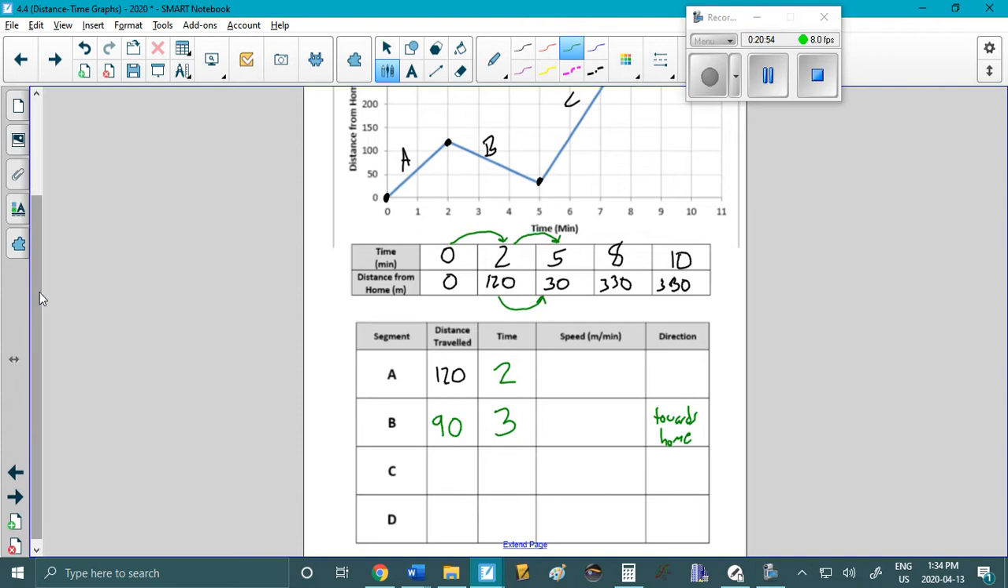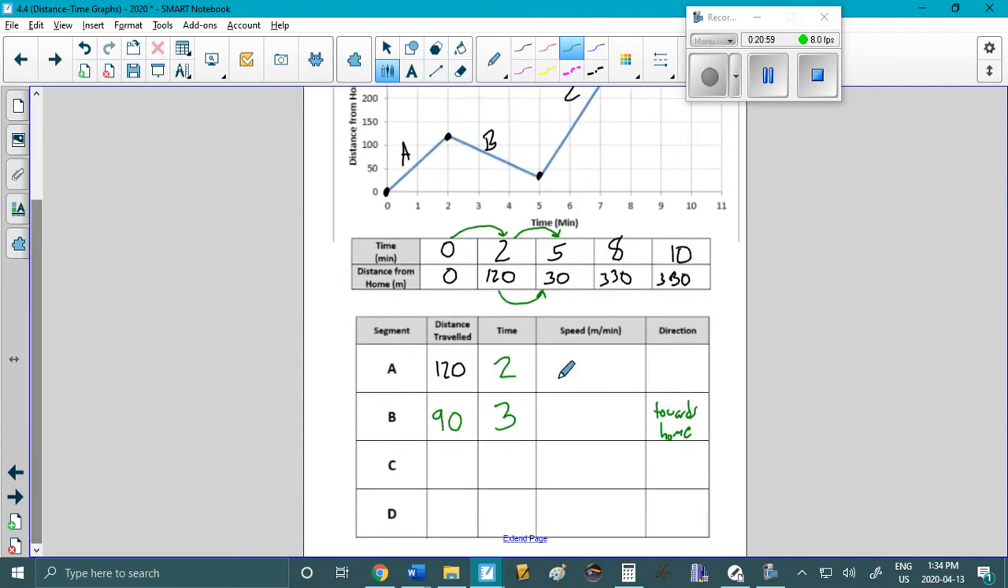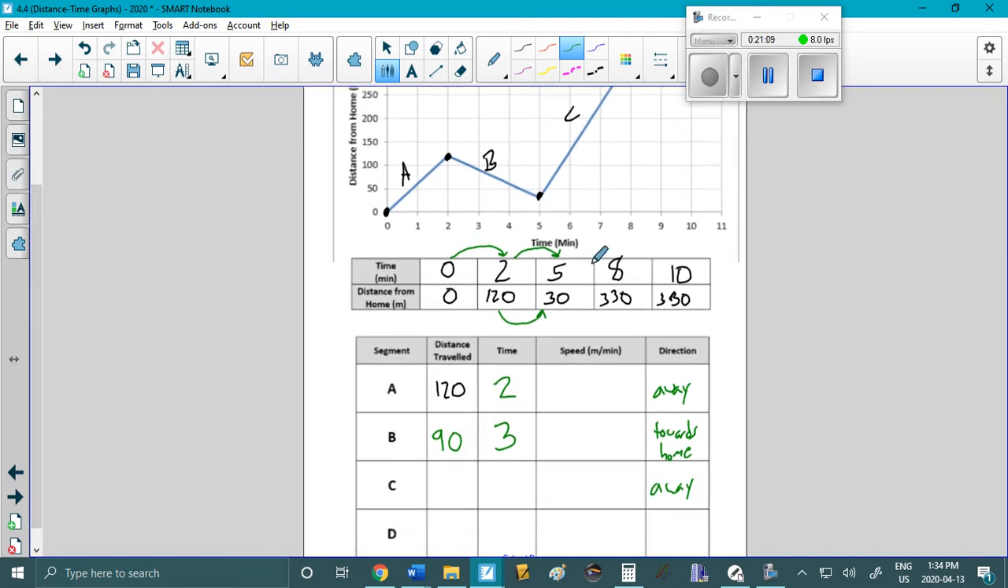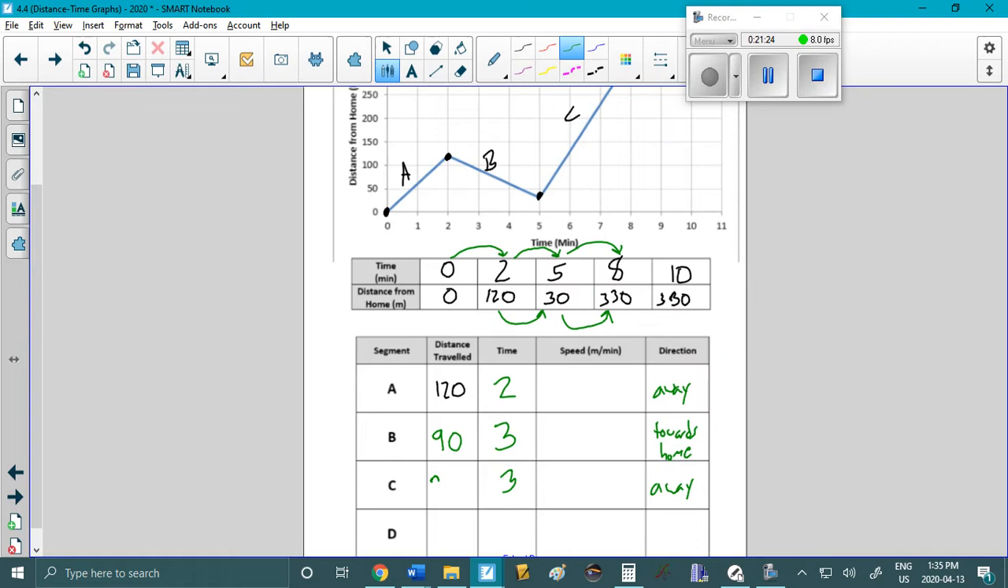And you can just look at the graph. If the lines are going up and to the right, then it's away from home. Away, away, and then we'll get to D in a minute. So for part C, the time from 5 to 8, 8 minus 5 is 3 minutes. The distance from 30 to 330, 330 minus 30 is 300. And you'll notice it was positive. So that tells us that it was away from home.